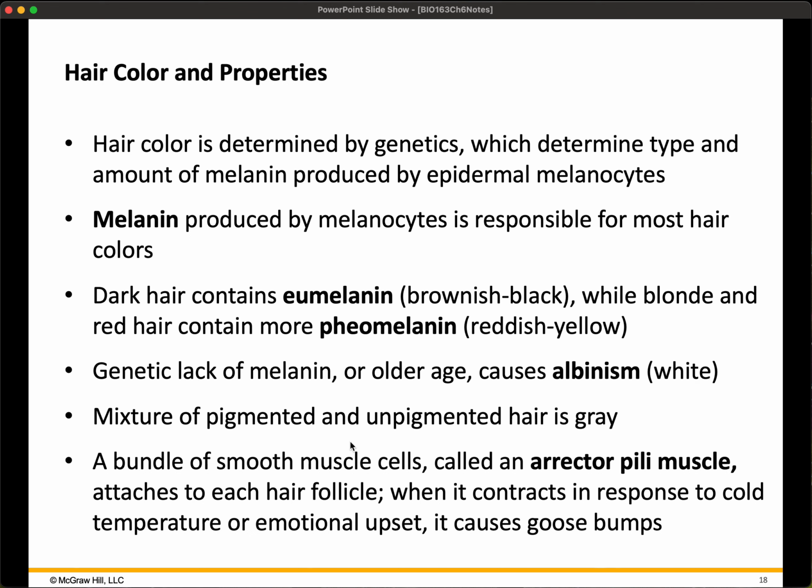We also, in lab, talked about the erector pili muscle. This is a muscle that attaches to the bottom of the hair follicle. And when you get cold, when you get scared, emotional upset, whatever it may be, that muscle contracts and it pulls the hair follicle, because most hair follicles are inserted into the dermis at an angle. It will pull the hair follicle so that it's actually completely vertical, upright, and the hair points up.